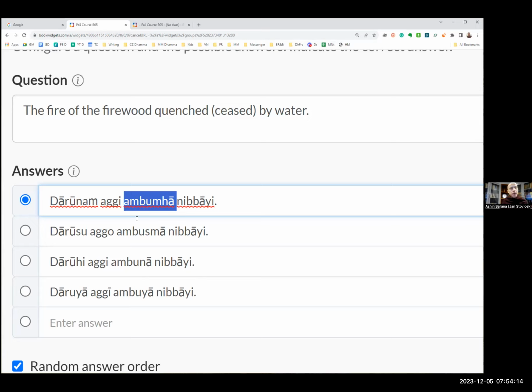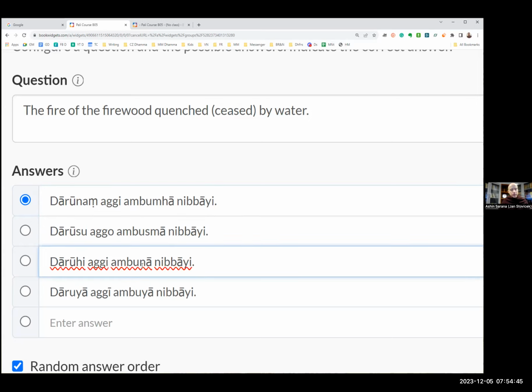And instrumental, well, ambumha. I have used ablative, right? I've used ablative. So that also is fine. Ambumha as an ablative. Bumha, by something. A true instrumental would be better, right? Ambuna would be definitely better.